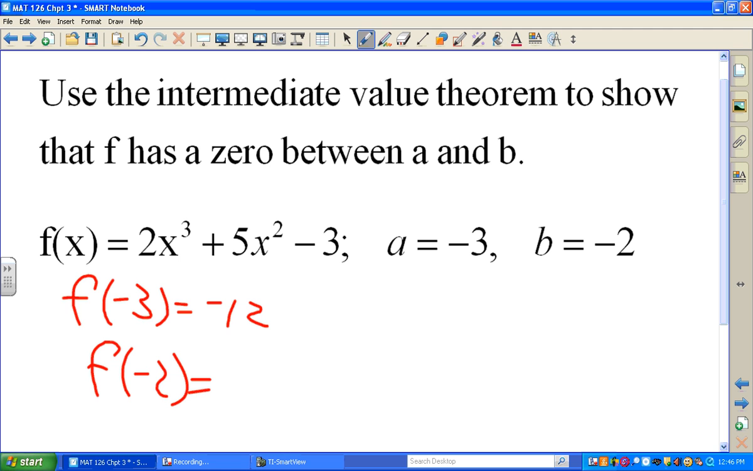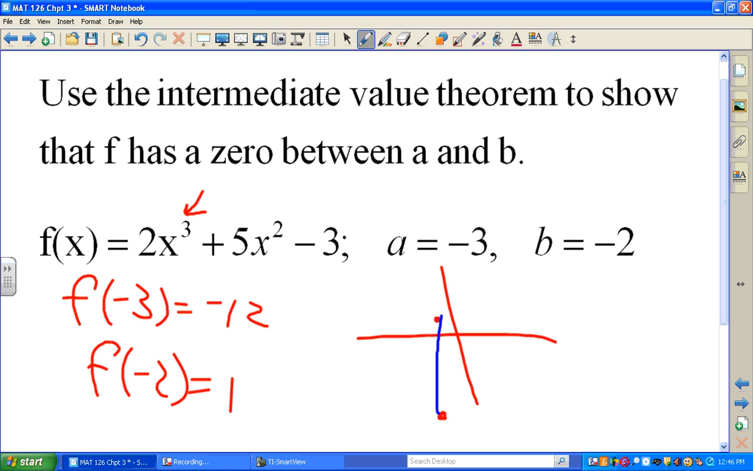What's the function value of -2? I don't know, -8 times 2 is -16, plus 20 is 4, minus 3 is 1. So if you have these 2 points, -3, -12, and -2, 1, is this a polynomial? Yeah, it's got the non-negative integer exponents. It's got variables. So what has to be true between those 2 dots? You have to connect them.